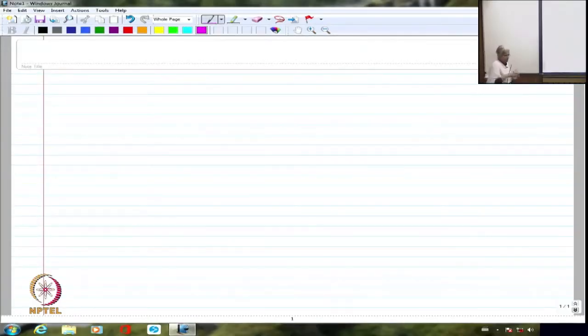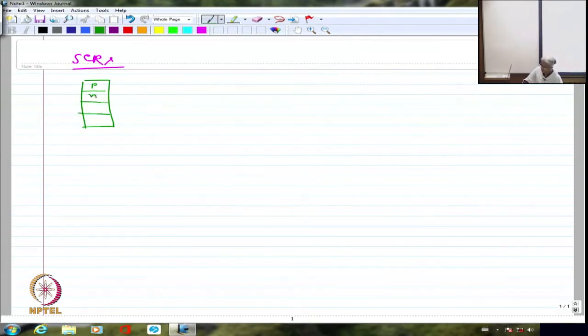So in the last class, we had started on SCRs and we had also started looking at how to analyze the device. As I told you, SCRs basically are 4-layer devices. So I'm going to have PN, PN. This is the way it is going to be.